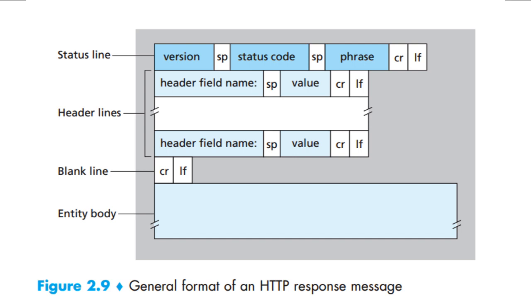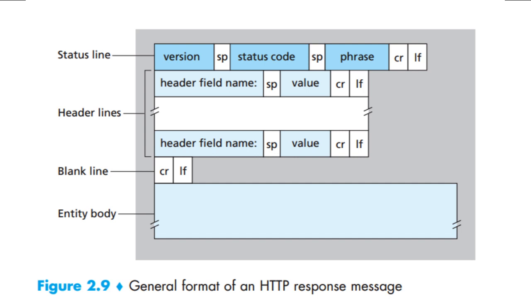It has three sections: an initial status line, six header lines, and the entity body. The entity body is the meat of the message. It contains the requested object itself, represented by data, data, data. The status line has three fields: the protocol version field, a status code, and a corresponding status message.